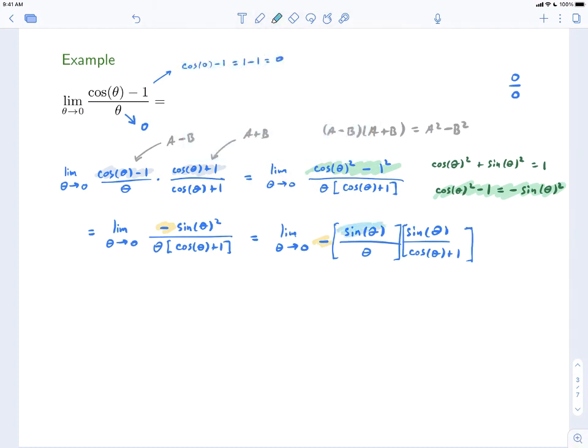Notice that we have a sine of theta over theta. This term is going to 1. So let's just write that down. This term is going to 1 as theta goes to 0.